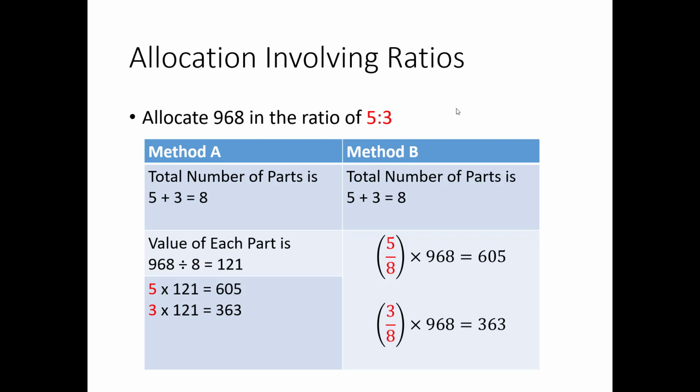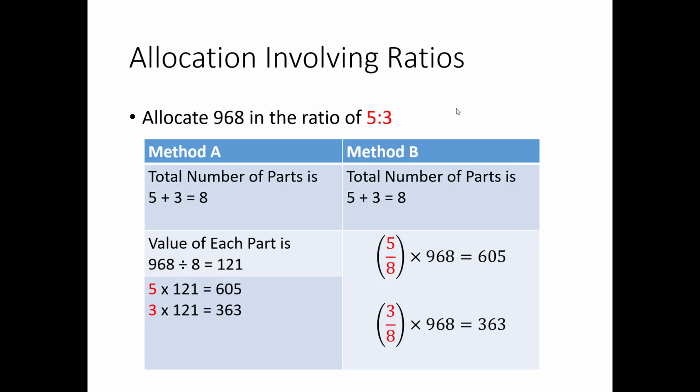Then I ask, how many times am I really going to be allocating these 8 parts out of the 968? So I go 968 divided by 8, and I get 121. That tells us 5 portions of these 121 things go to warehouse A. So 5 times 121 is 605. And for every 5 that go to warehouse A, 3 go to warehouse B, and that's 3 times 121, which gives you 363. If that appeals to you, that's great.